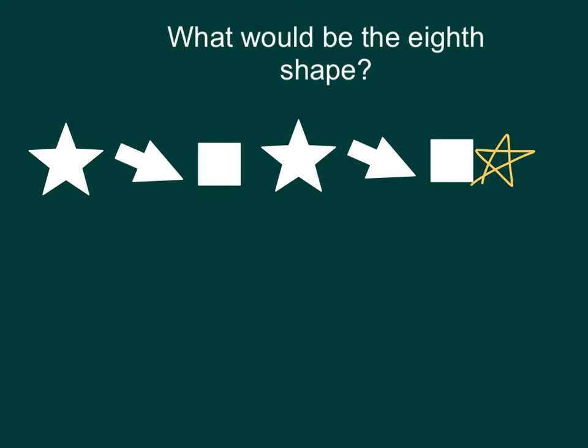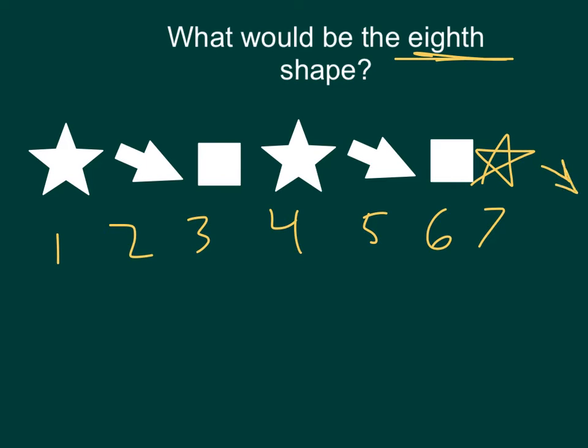And so I'm saying star is my final answer, and I turn it in, and it comes back, and Mr. B's marked it wrong. It's not because Mr. B's really mean, it's because it says eighth shape. If we've numbered our shapes, 1, 2, 3, 4, 5, 6, 7, I only gave the seventh shape. The actual eighth shape is the arrow.